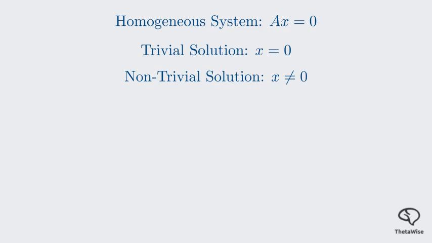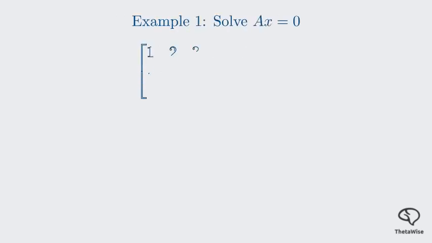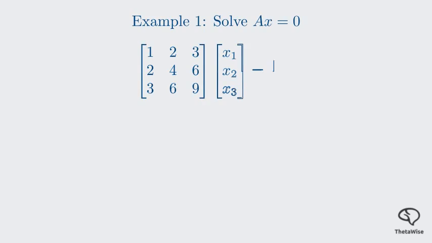A homogeneous system has non-trivial solutions if and only if the matrix A is not invertible. In other words, if the determinant of A is 0. Let's find the solutions to a homogeneous system. Consider the system: the matrix [1, 2, 3; 2, 4, 6; 3, 6, 9] times the vector (x1, x2, x3) equals the zero vector. We've seen this matrix before. It's not invertible.